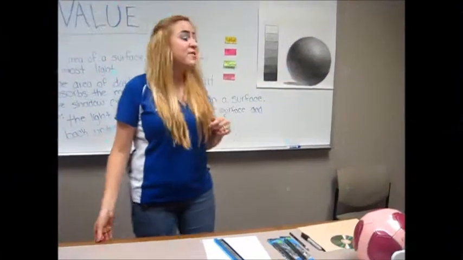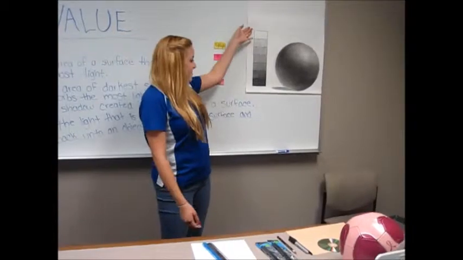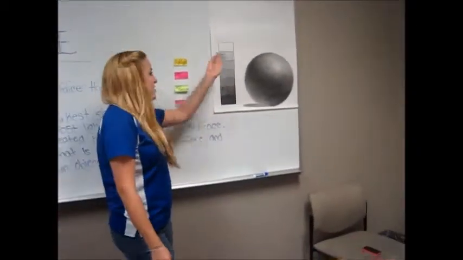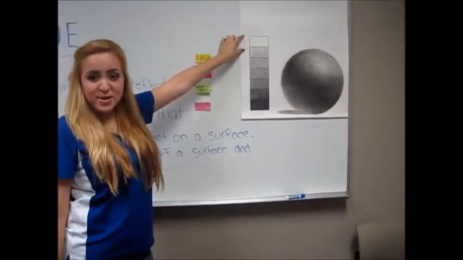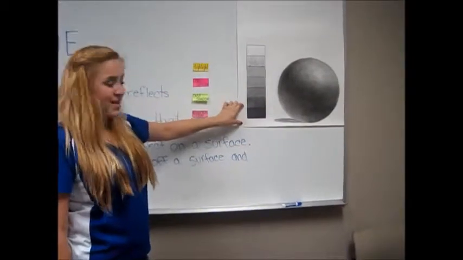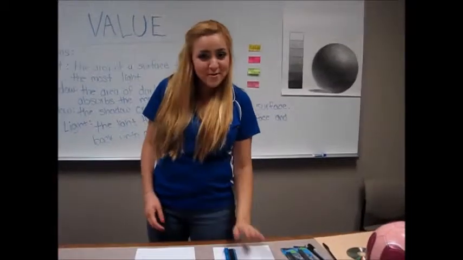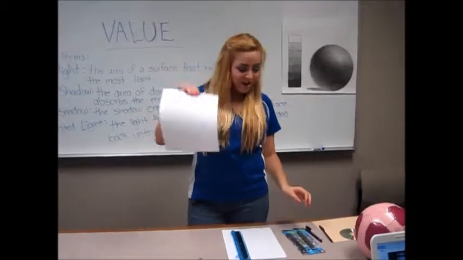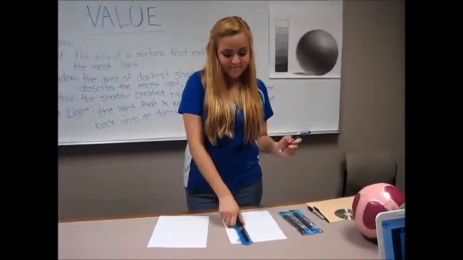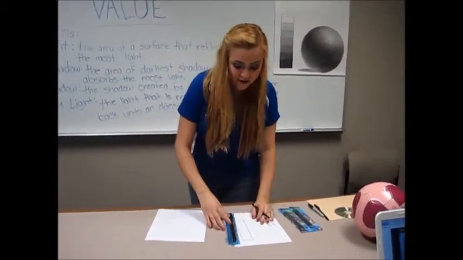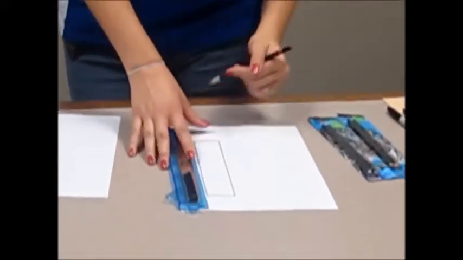So now let's look at what a value scale looks like. I drew one right here for you guys, and as you can see, it goes from white, which is the lightest value, to black, which is the darkest value. Now your job is going to be to create your own value scale. So you're going to get the paper that I gave you, your pencil, and a ruler, and you're going to measure out 7 inches on your page, mark it, and then divide it into 7 parts.